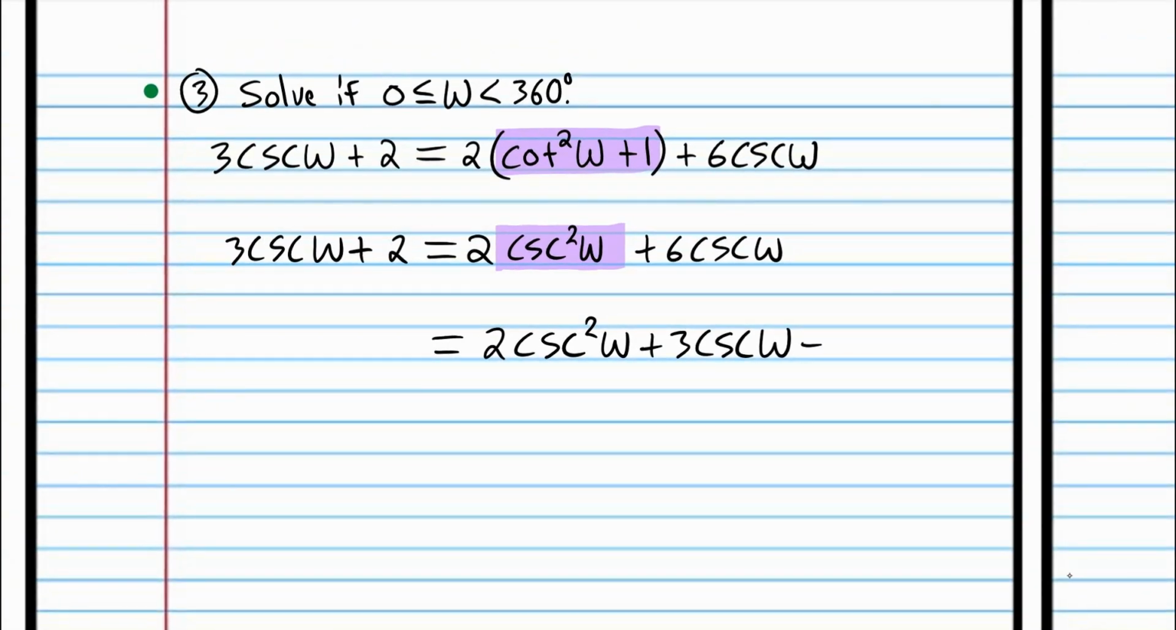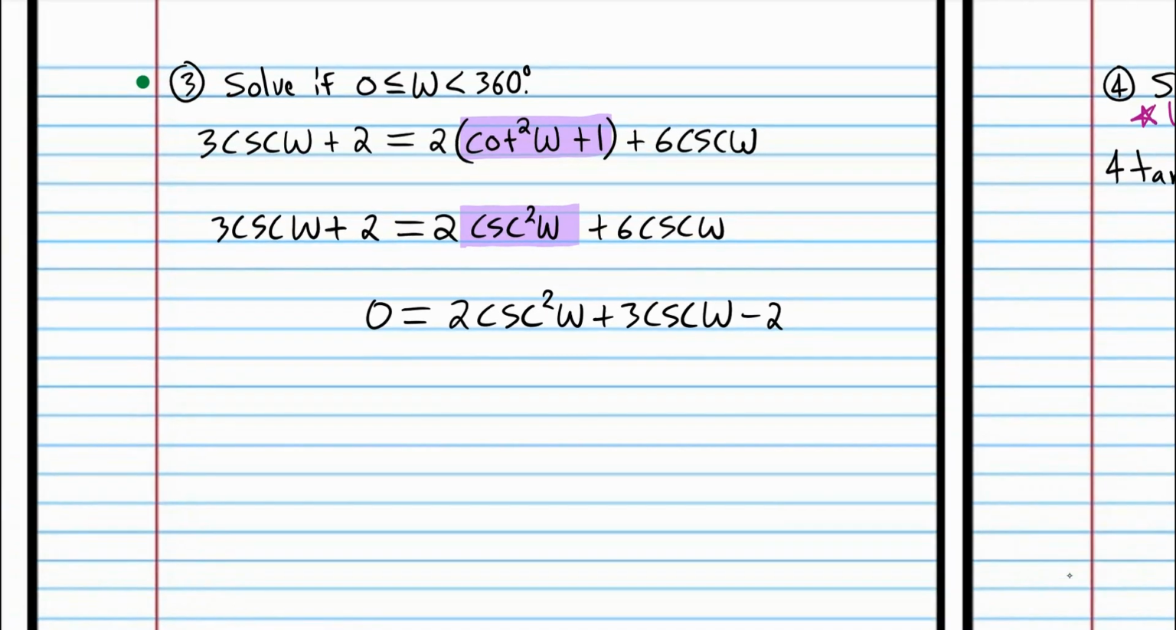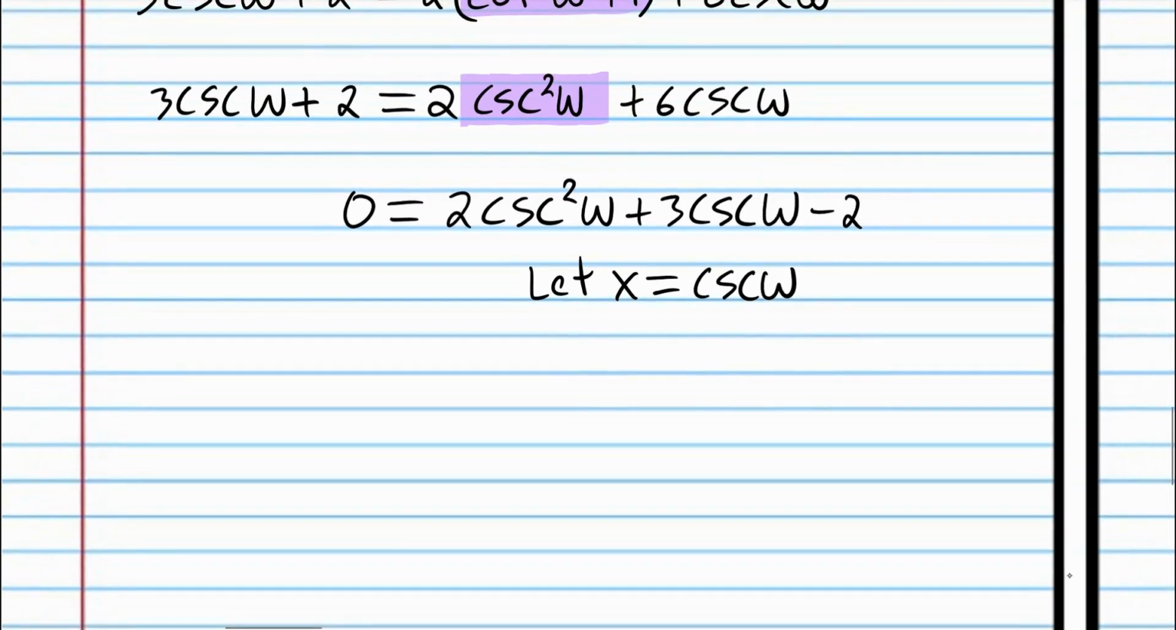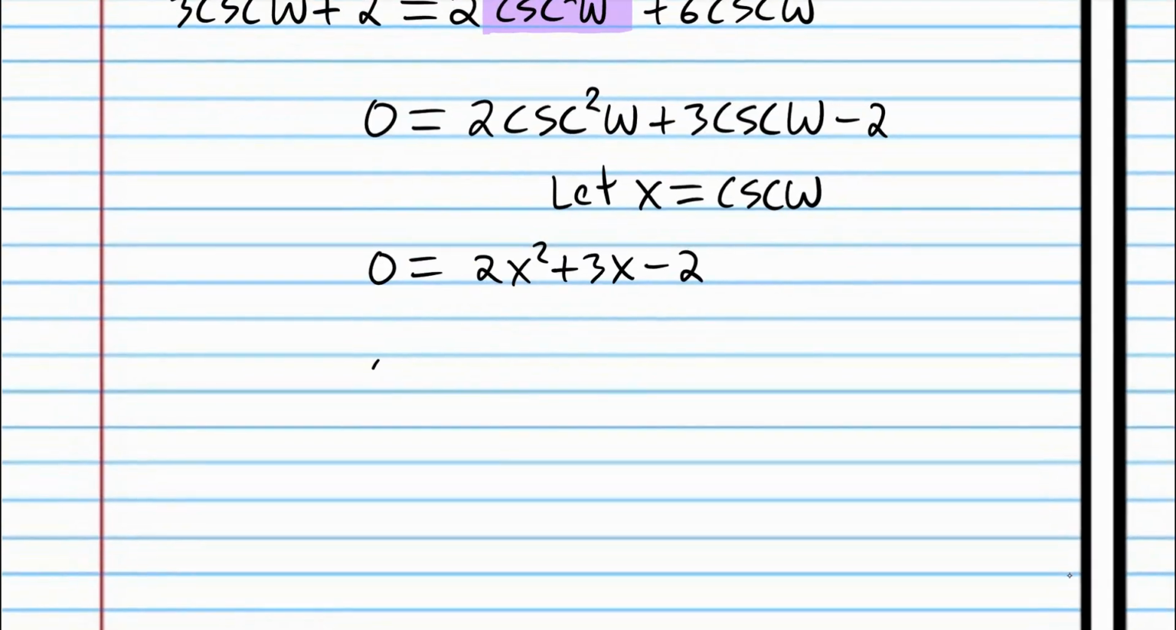And I'm going to subtract 2 from both sides of the equation. So we put everything on the right side of the equation. And this resembles a quadratic equation, so let's let x equal cosecant omega just so we can see exactly what's happening here. So we have 2x squared plus 3x minus 2, and we're going to factor that.